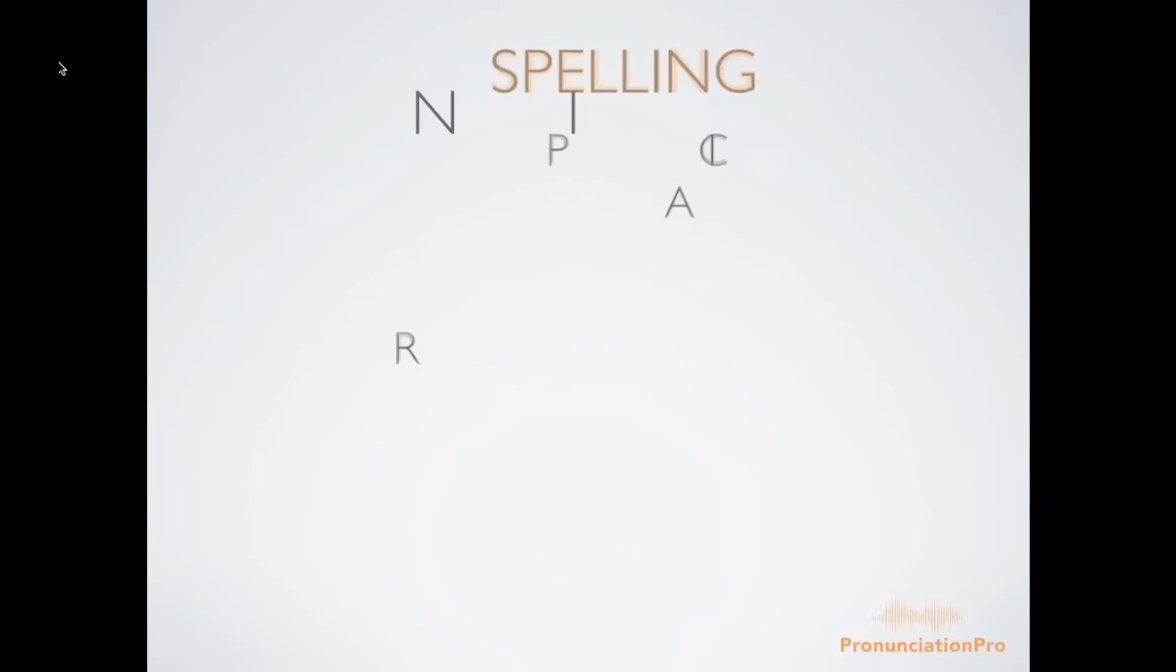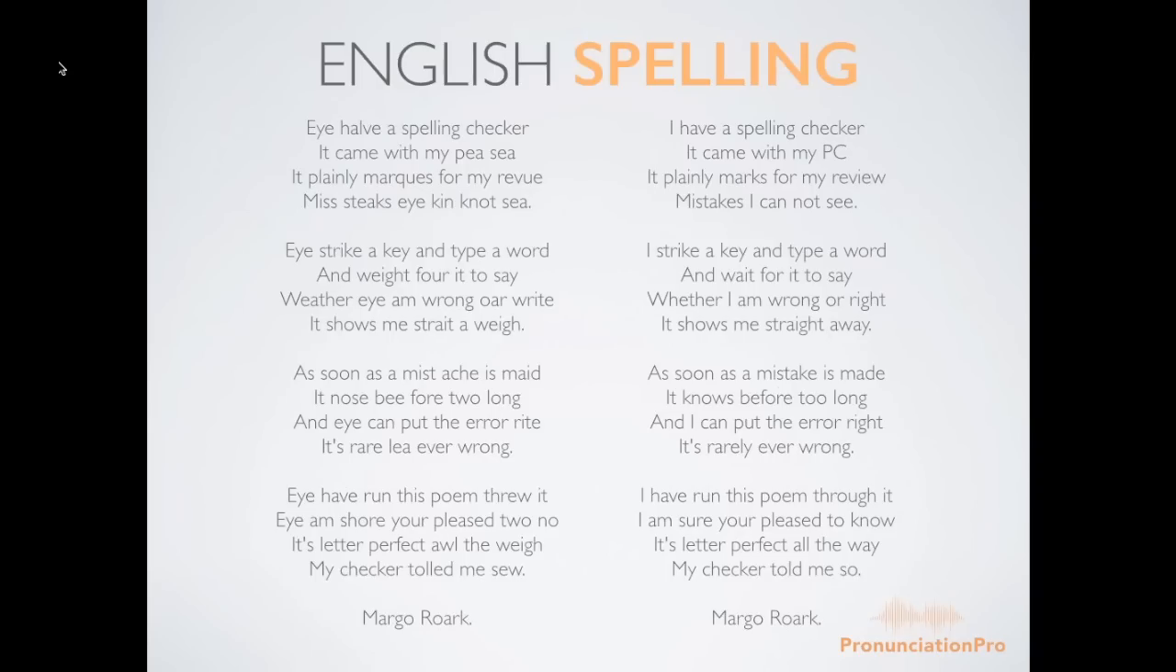Okay, so we're going to do a little activity here. This is a poem by Margot Rourke. I think that's how her last name is pronounced. It's kind of a funny little poem, but basically what she's trying to emphasize here is that there are several words in English that are spelled differently but pronounced the same.